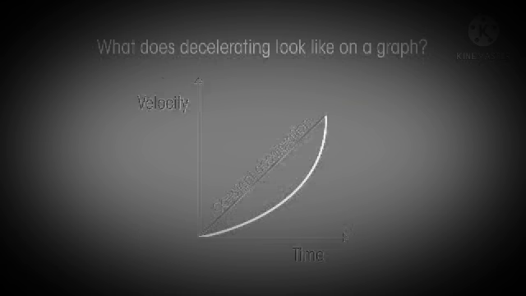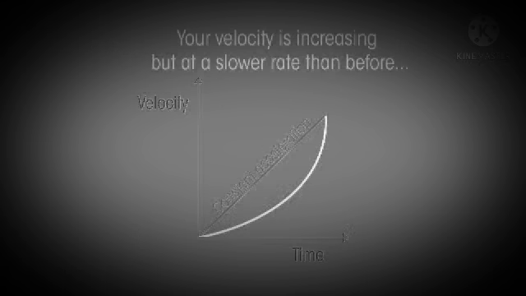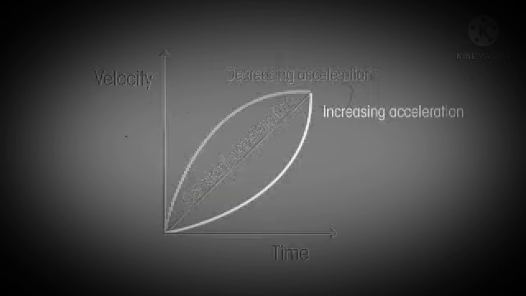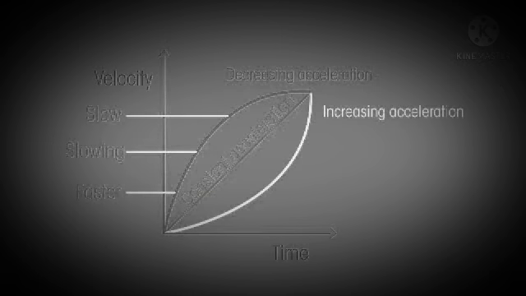What do you think this would look like on a graph? So your velocity is increasing, but at a slower rate than before. Pause the video and have a think. Did you think a curve like this? The car is still accelerating, but the rate of acceleration is slowing.